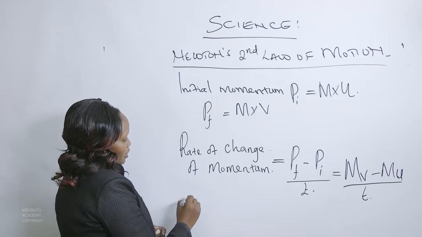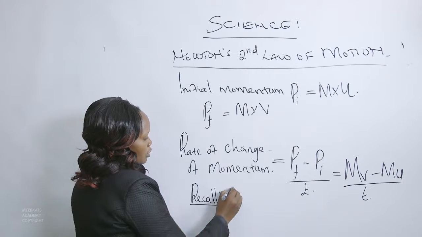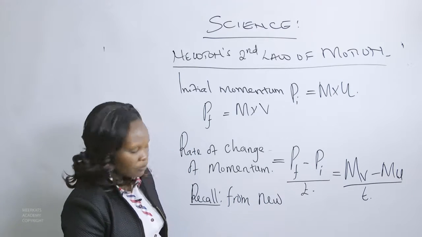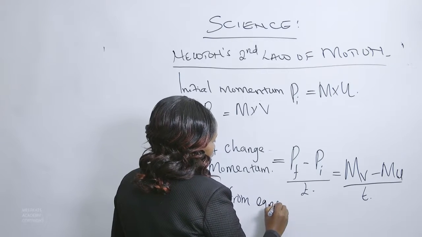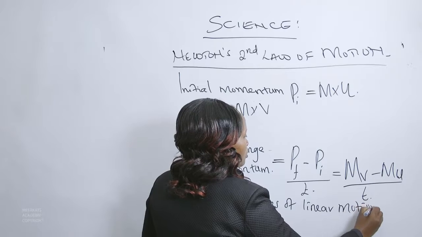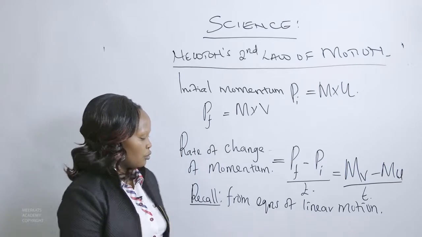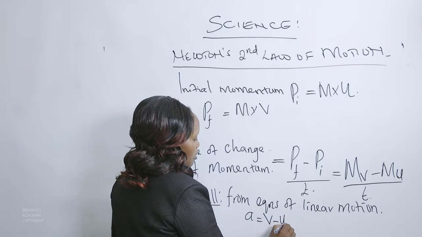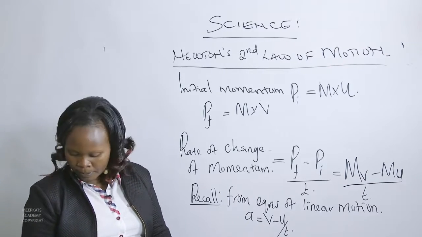Now, but we recall from Newton's laws, not really Newton's laws, but equations of linear motion. We did point out from the equations of linear motion that acceleration is given by v minus u, and we divide that by the time taken.